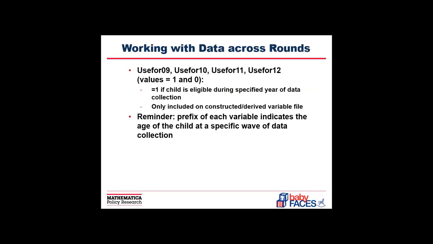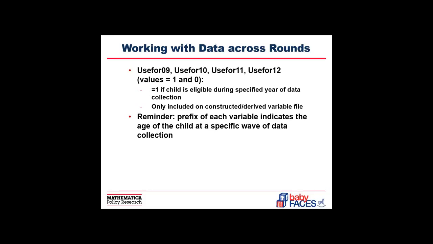On the child-level constructed variables files, we have included several variables to indicate whether or not a child was eligible in any given year. These are the use409 through use412 variables and are only included on the child-level constructed variables files. Each variable equals 1 if the child is eligible for that year of data collection. These are particularly useful for running unweighted analyses. For example, if you wish to run an analysis on Cohort 1 during spring 2010 data collection, you would want to limit your analysis to the sample where use410 equals 1 and Cohort equals 1.